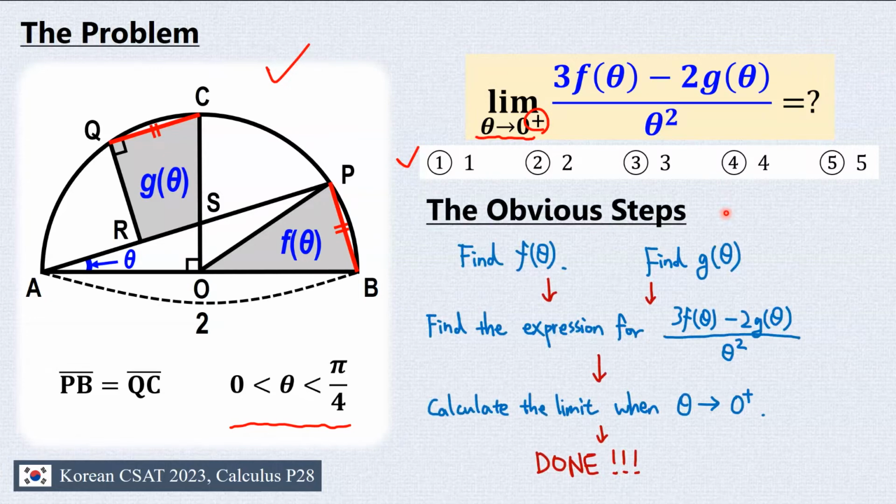Just like my video on last year's limit problem, the problem solving steps are pretty straightforward. We just have to find the expressions for F theta and G theta. Then we can find the expression for this. Then we can let theta approach 0 and find out the value of the limit. So let's get right onto it.